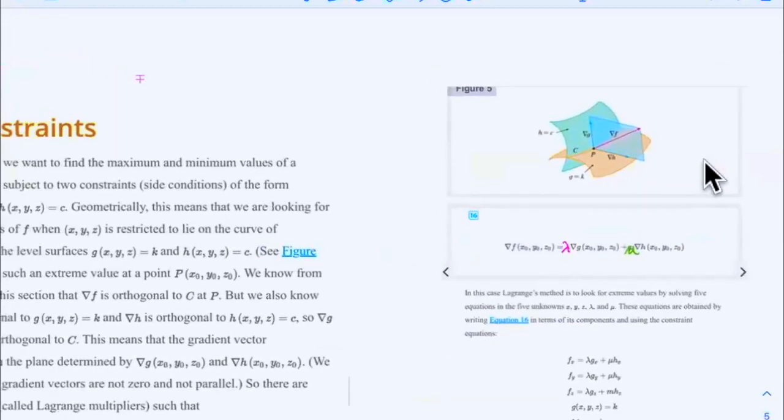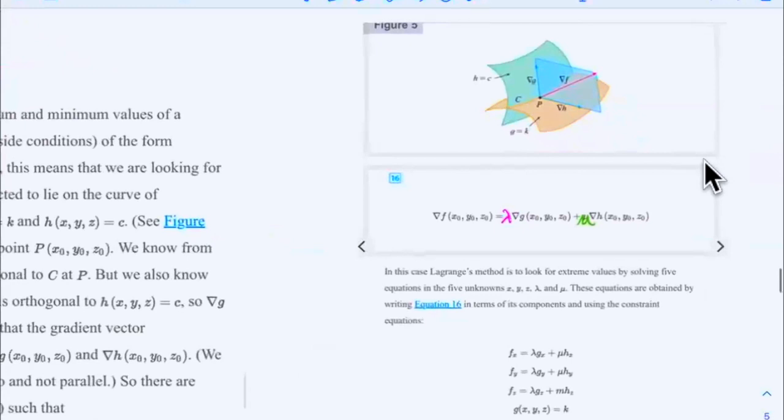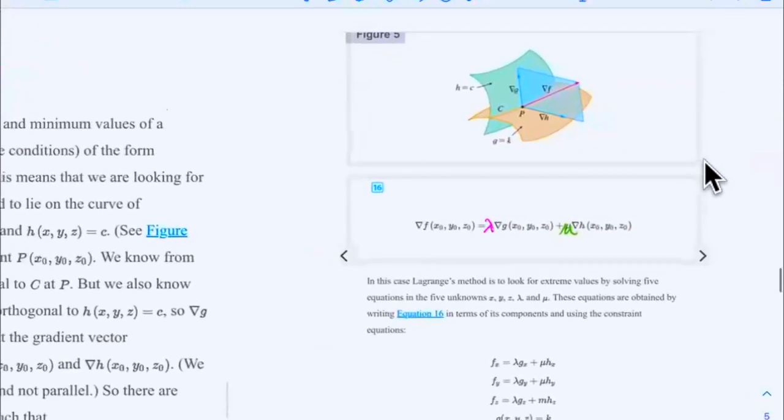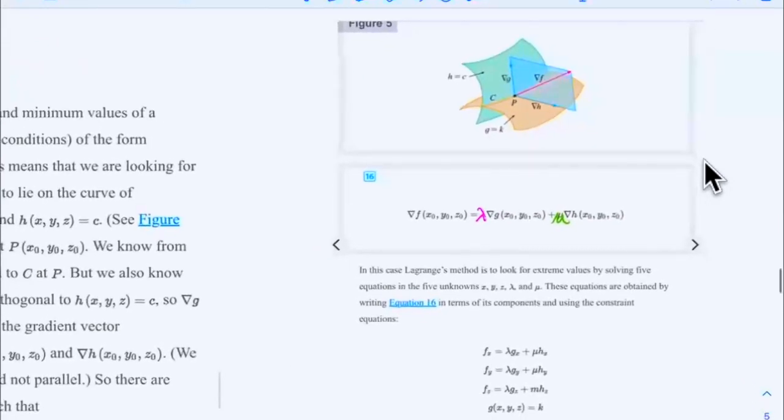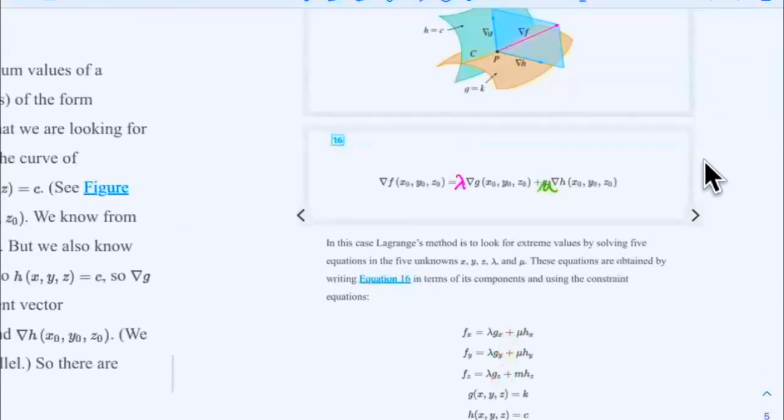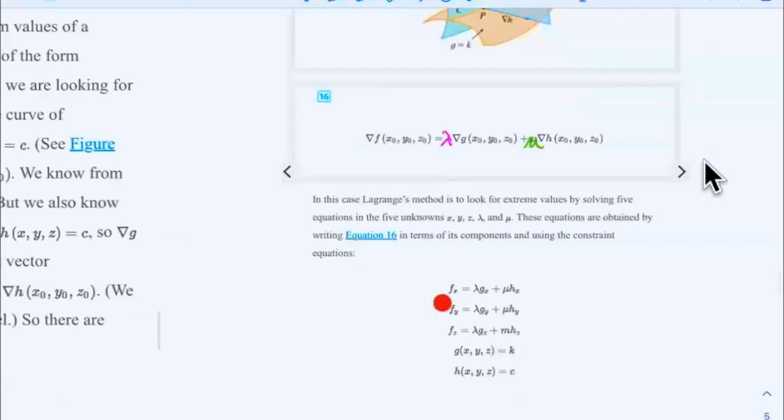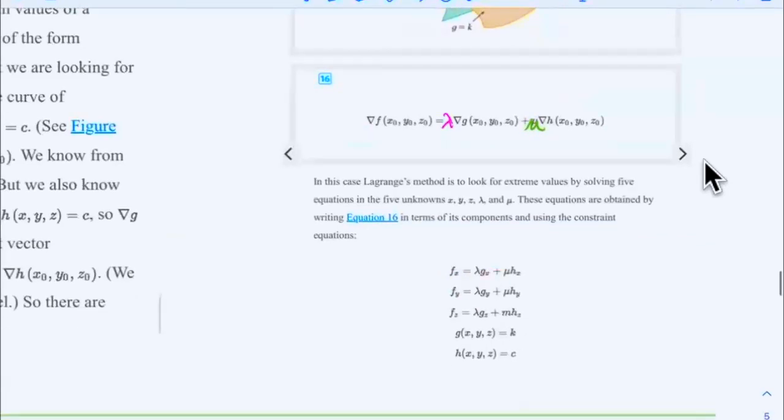The explanation is actually stated over here, okay. But now it's going to be a little bit more complicated to solve those equations because now you have lambda and mu. So if f is a function of 3 variables, you're going to get 5 equations to solve for 5 variables. But the idea will be similar.